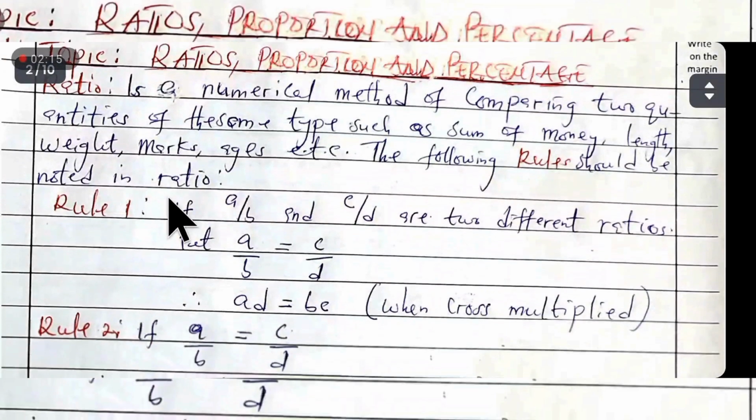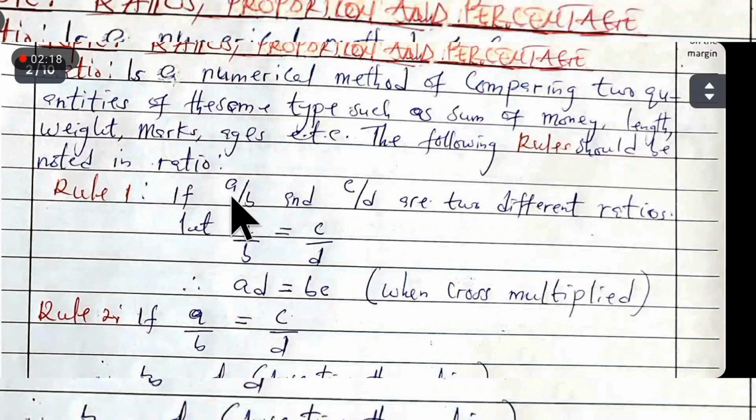All right, now rule number one, when you're dealing with ratio, if A over B and C over D are two different ratios, then let A over B equal C over D. Therefore, you discover that AD equals BC when crossed multiplied. So if these two ratios are equal, by the time you cross multiply, A multiplied by D is also equal to B multiplied by C.